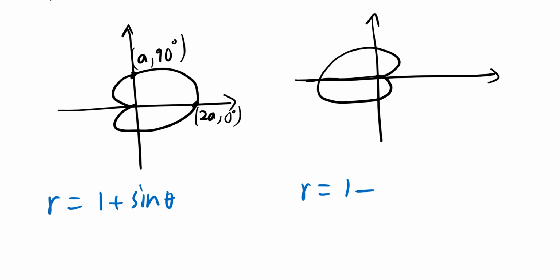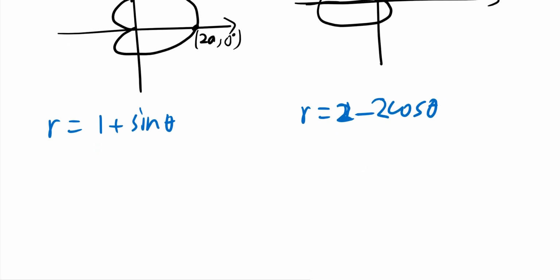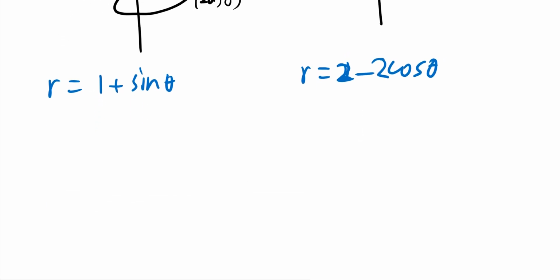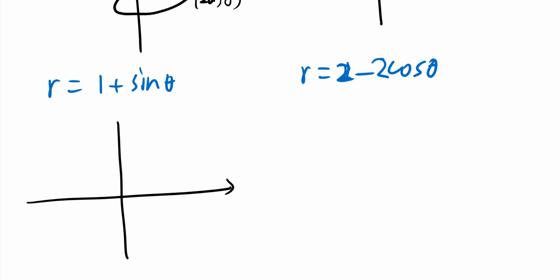r equals 1 minus cosine theta. Or if you like, we can put 2 here and 2 there and see. Imagine the A's have to be the same here. If they are not the same, the shape will be different. So r equals 1 plus sine theta. 1 plus sine is going to be up or down. But it's a plus, meaning it's going to be up.